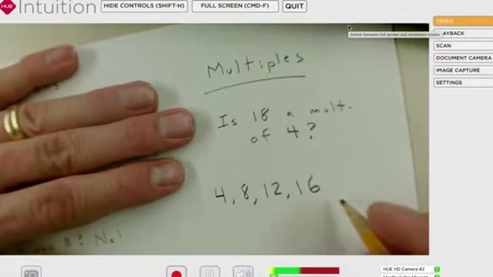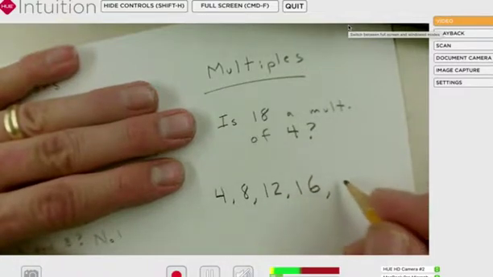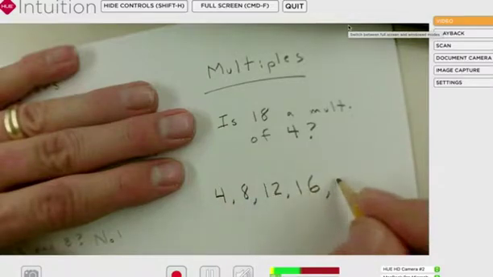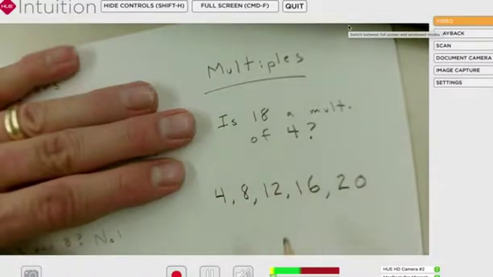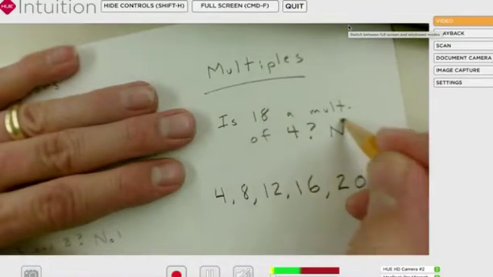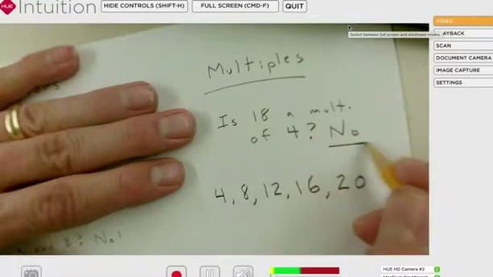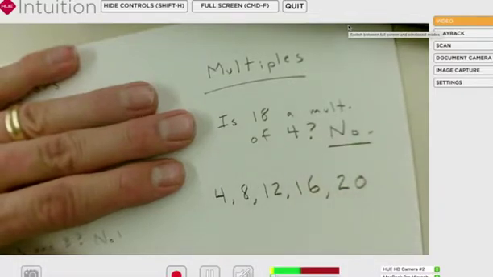Again, pause this video as many times as you wish. 4 times 1, 2, 3, 4. 4 times 5 is 20. Now, we can already see that we've gone past 18, so 18 is not a multiple of 4, okay? So just skip count by that number. Multiples go on forever, right? So you've got to stop at a certain point, but skip count by that number or use your multiplication facts, 4 times 1, 4 times 2, 4 times 3, 4 times 4, and keep going. You might see something on your quiz like that.